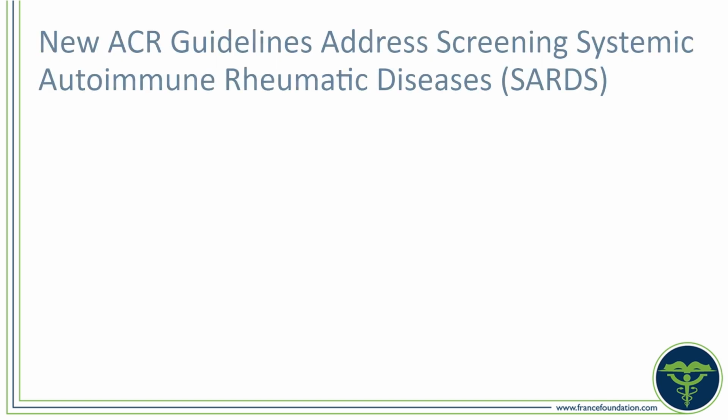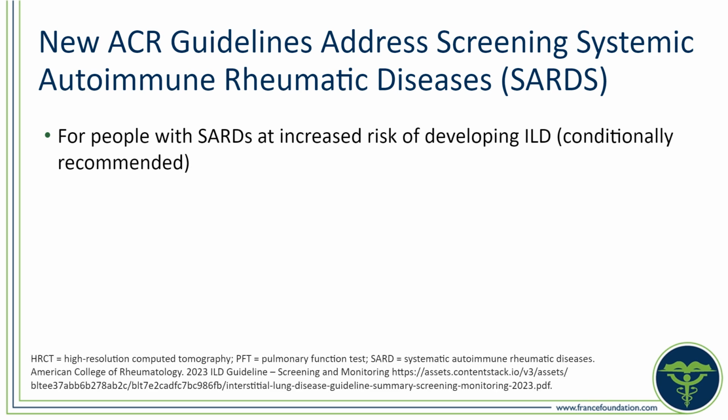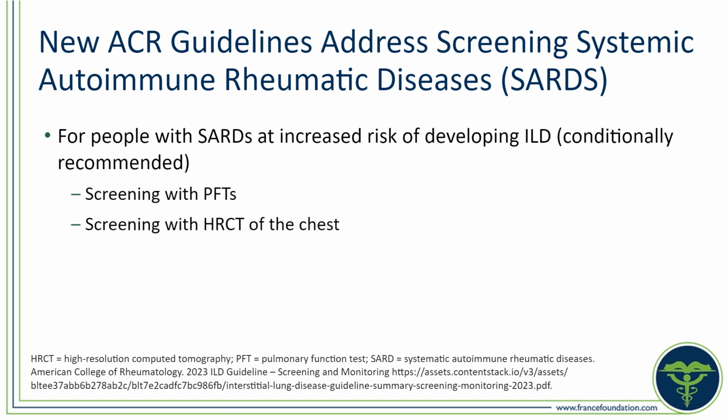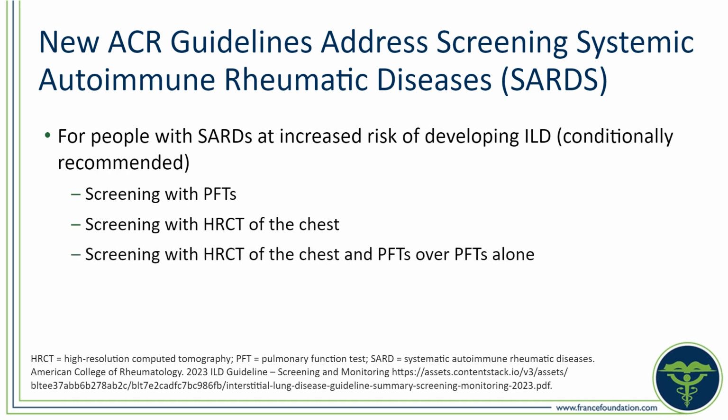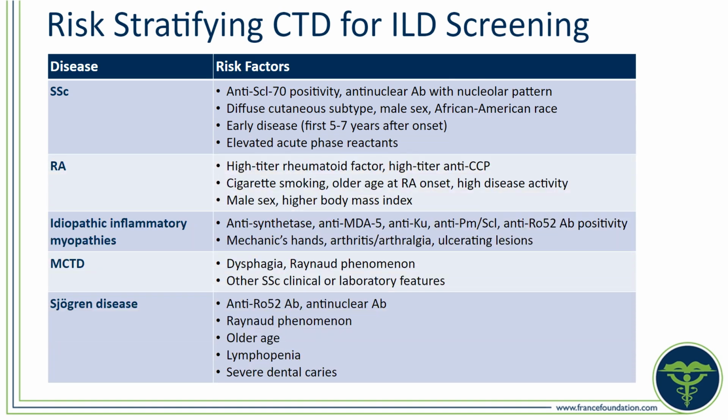In 2013, the American College of Rheumatology created guidelines to address screening for systemic autoimmune rheumatic diseases, which they abbreviate as SARDs. They recommended conditionally screening with PFTs, screening with HRCT, and finally screening with HRCT of the chest and PFTs over PFTs alone. The guidelines also discuss risk stratifying CTD for screening based on risk factors.